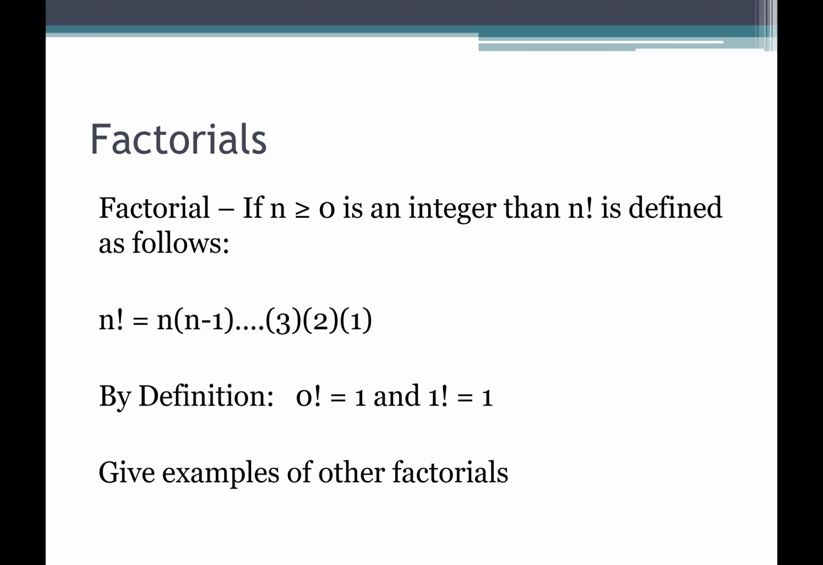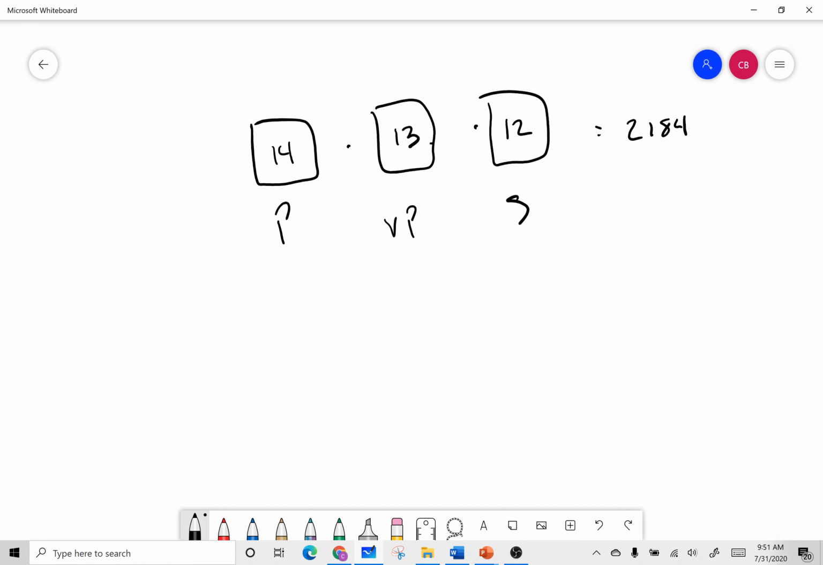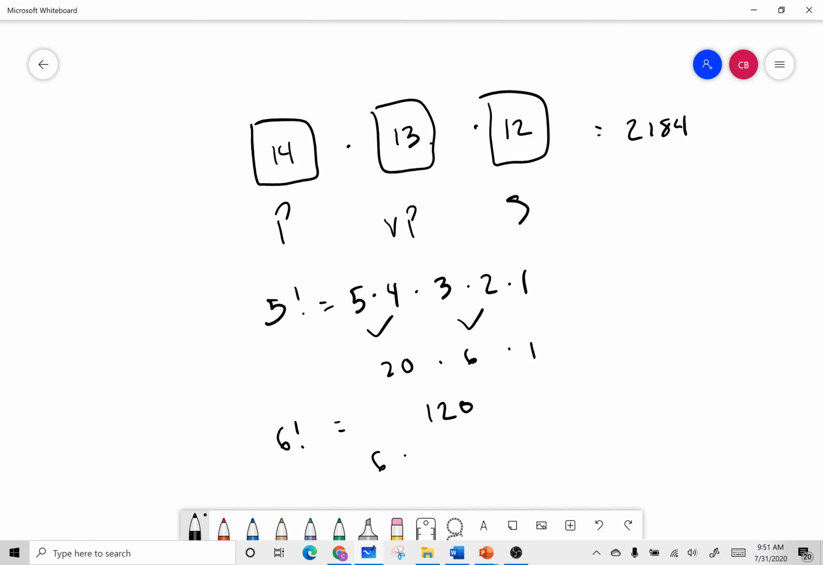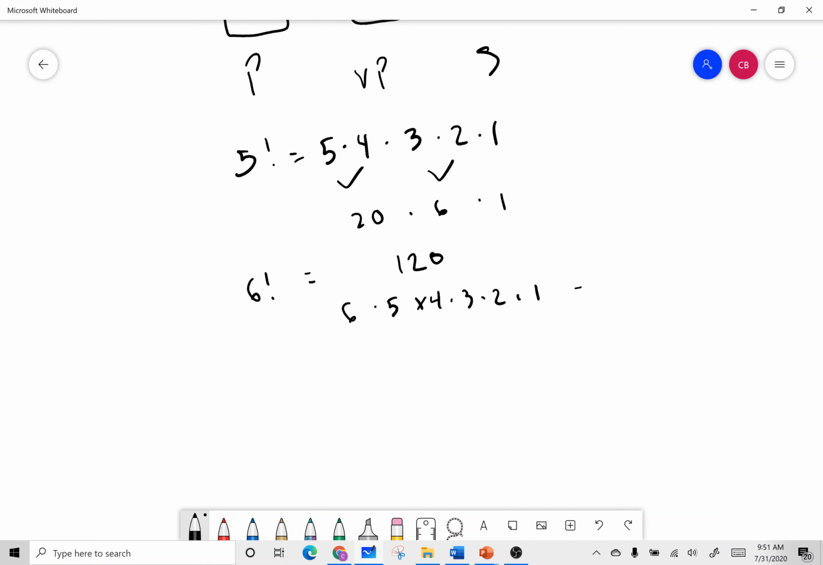And let's give you some examples of this. If we're looking at factorials, I could say 5 factorial, which is equal to 5 times 4 times 3 times 2 times 1. We multiply all this together. This is 120. Okay, and then if you wanted 6 factorial, well, that's 6 times 5 times 4 times 3 times 2 times 1. And so you'd get, this is 720.